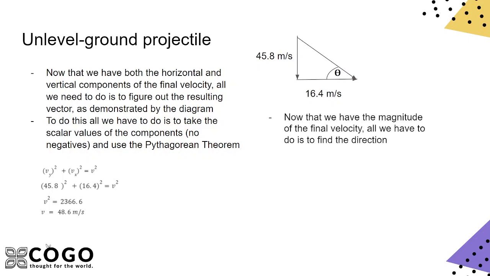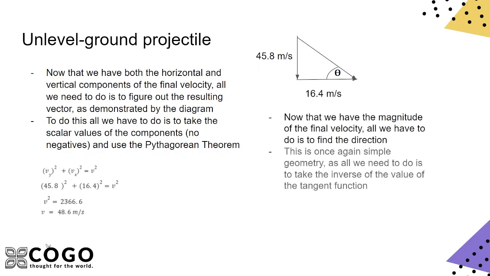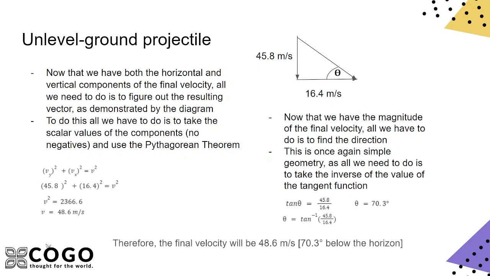Now that we have the magnitude of the final velocity, all we have to do is to find the direction. This is once again simple geometry, as all we need to do is to take the inverse of the value of the tangent function, as shown below. Finally, the final velocity will be 48.6 meters per second, which is 70.3 degrees below the horizon.